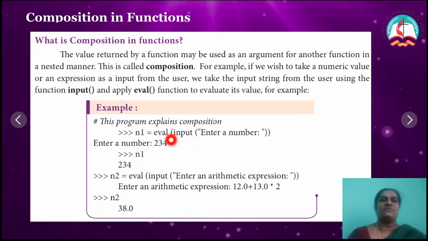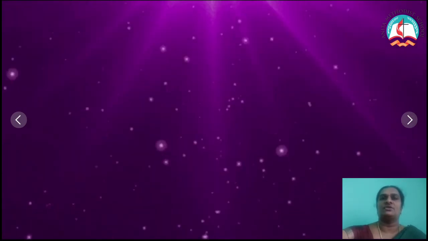They are using an input function. Yes. And then enter a number 234 and then the number is printed, whatever the user has given. And then N2 evaluating. What is evaluating? We are going to process something. So enter an expression. The user is entering an expression and the output is given as 38 by calculating it. So this is how the value passed as one function becomes the input for the other function. That is called as composition in functions.